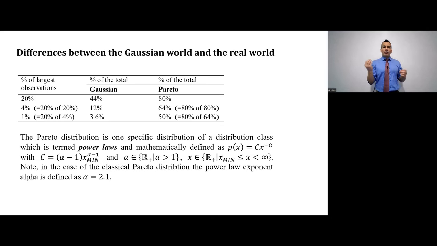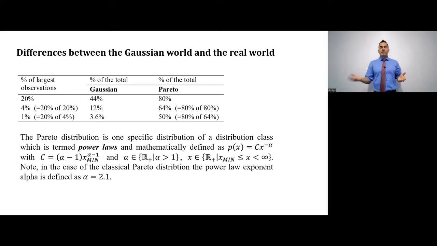How much do they correspond to in the Gaussian world? Here the table reveals that the 4% of largest observations, respectively 20% of the previous 20%, make out 12% of the cumulative total, which is obviously not that much.